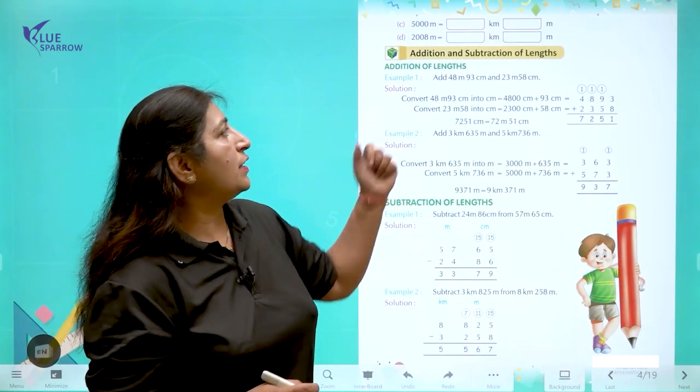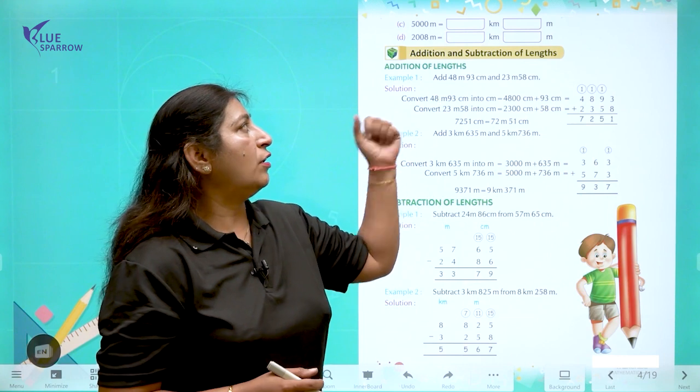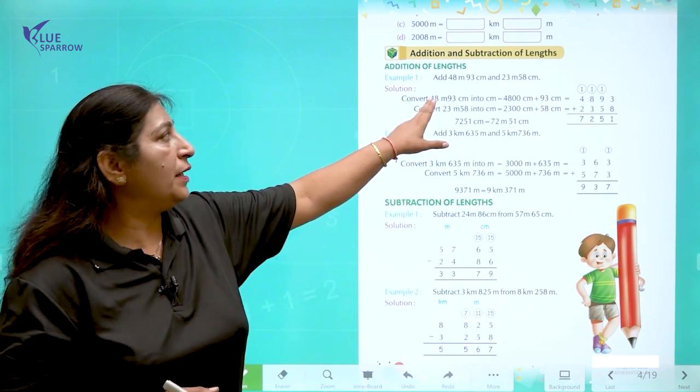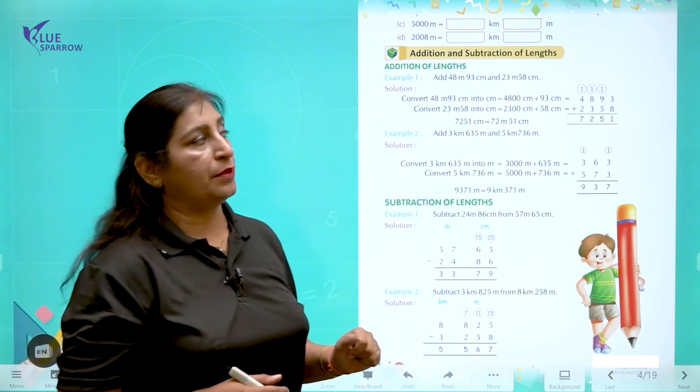Now we come to the next topic, addition and subtraction of lengths. Addition of lengths. In example 1, you are asked to add 48 meter 93 centimeter and 23 meter 58 centimeter.